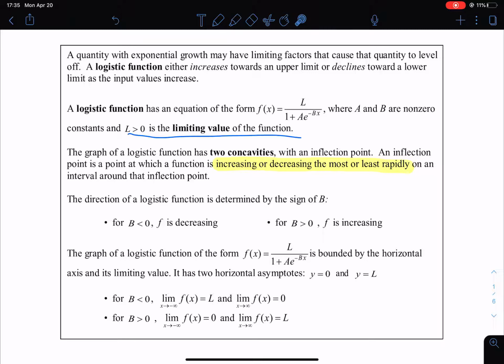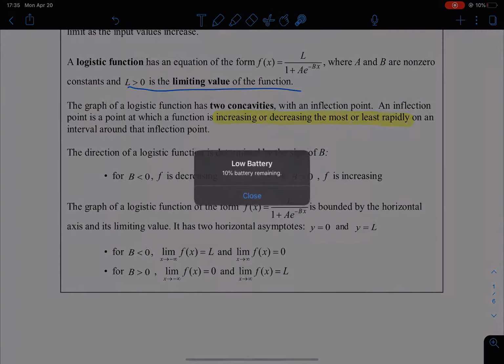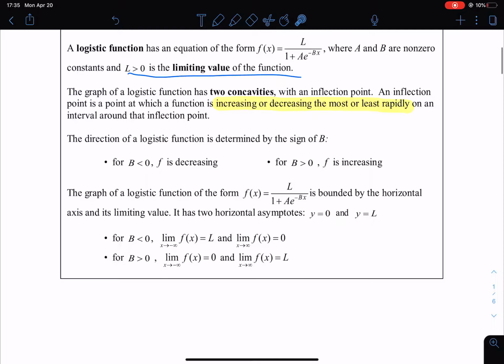The function decreasing or increasing depends on the sign of b. Pay attention to the exponent, which is negative b. So if it is e to the 2x, then b is negative 2. If it is e to the negative 2x, then b is positive 2. And then the function is bounded by the horizontal axis and the limiting value.